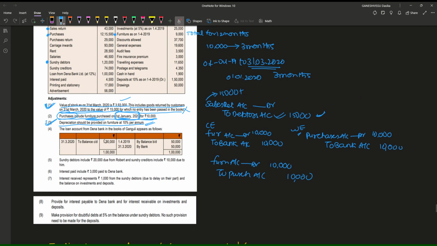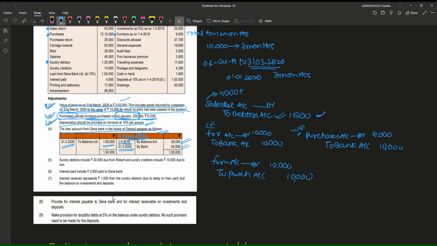So now we have completed these three adjustments and we shall go for the fourth one. Very important. They said that the loan account from Dena Bank in the books of Ganguly appears as follows. So this is the loan account. At the beginning of the year, on 1/4/2019, we had a balance of 50,000, and at the end of the year, we have taken one more loan from Dena Bank of 50,000. So combined, there will be a balance of 1 lakh at the end of the year, right?